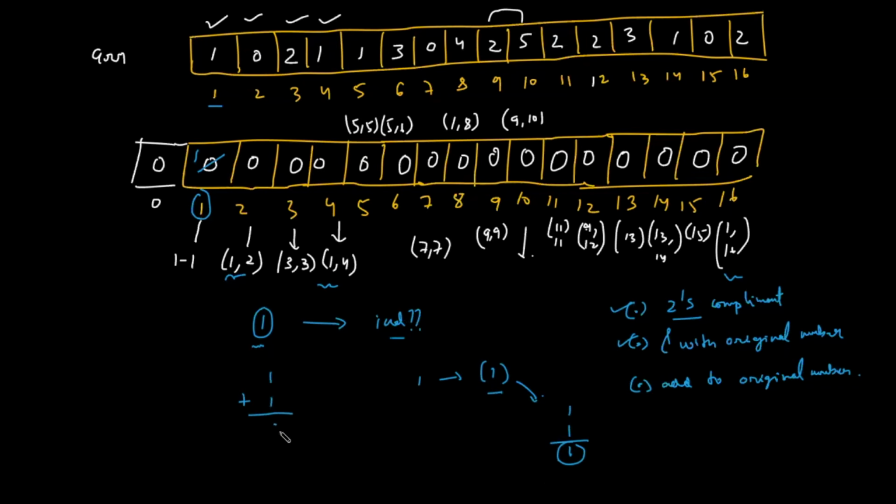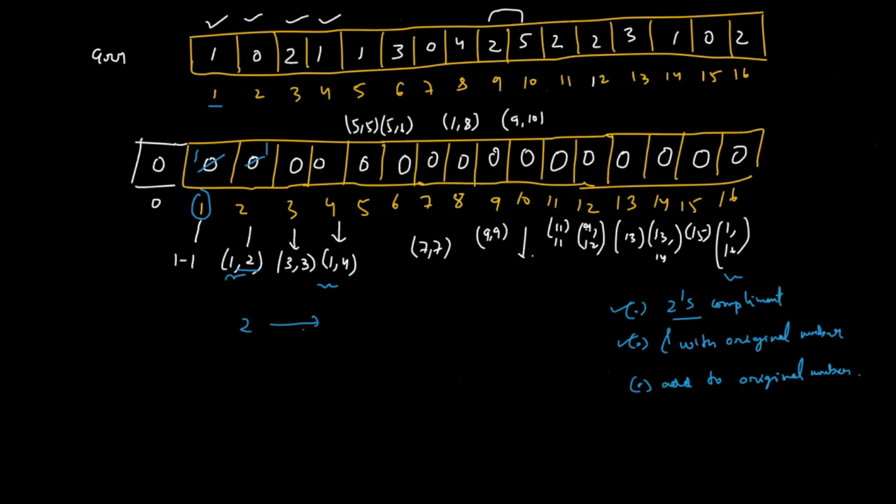When you're adding this, you'll get 0 and carry over 1, so you get 1 0. So you get the index as 2. The next index that has to be updated is 2. So you go over there and add 1 to it. Let's add 1 to it. Once you've done this, you've done the update for the second index.